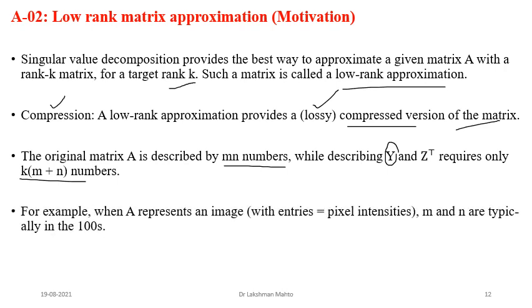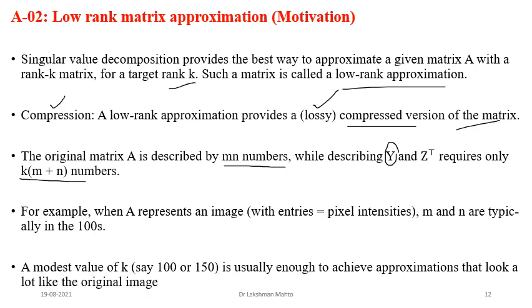Another application: for example, if A represents an image, the image size m and n happen to be in the hundreds, 100 times something, a very big number. Then a modest value of k can be used. If you go for a rank 100 or rank 150 matrix, then this approximation, which we are calling Lorentz approximation, gives all the information needed from the original image.